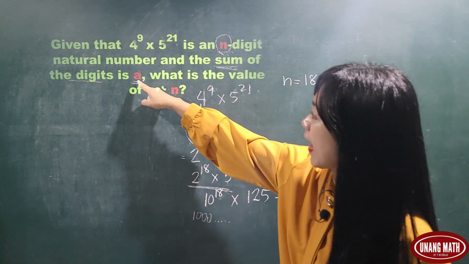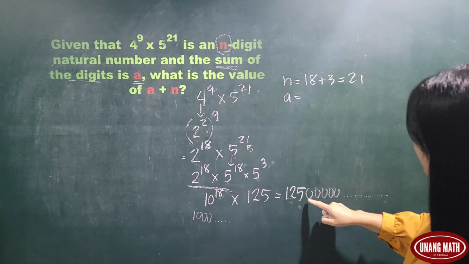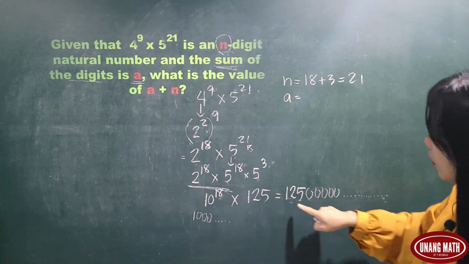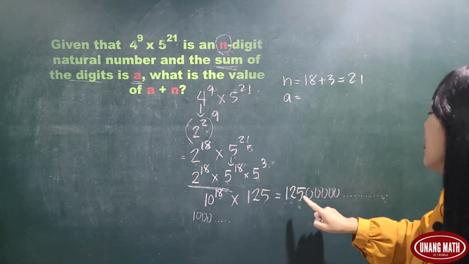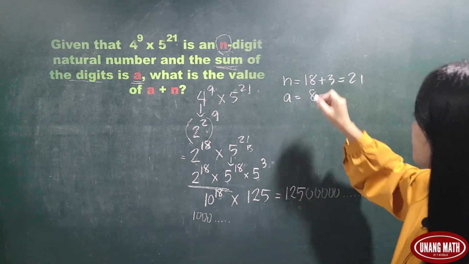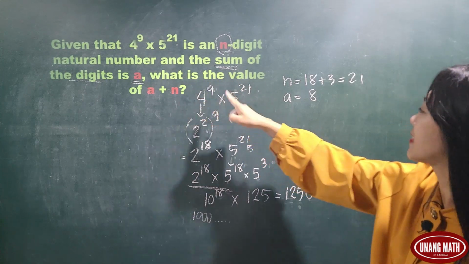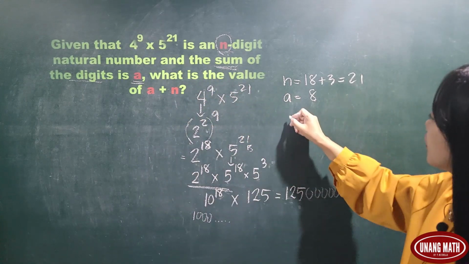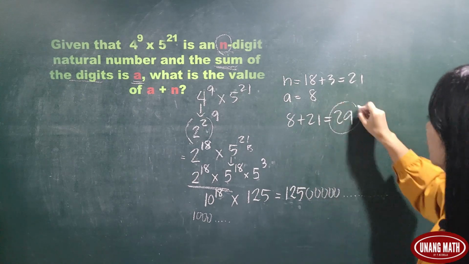What about a? A is the sum of the digits. Since these are zeros, you just need to add these numbers. 1 plus 2 plus 5 is equal to 8. The question is, what is the value of a plus n? So 8 plus 21, this is equal to 29.